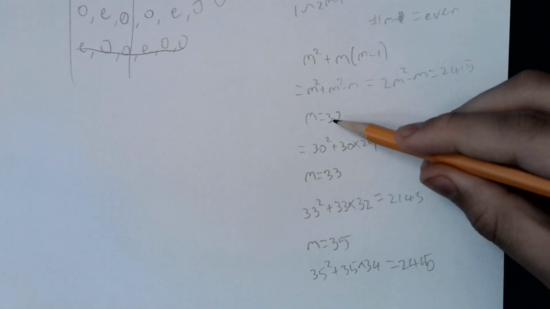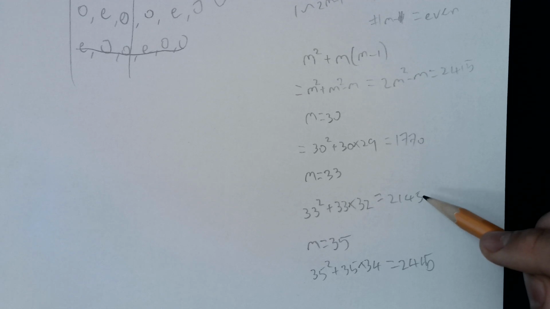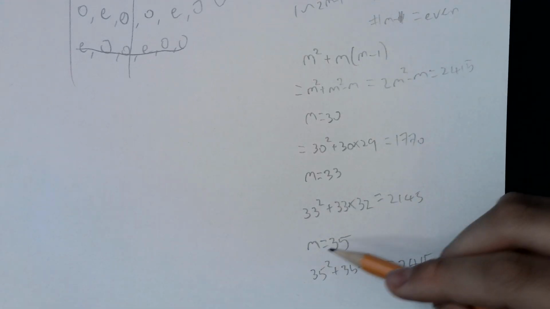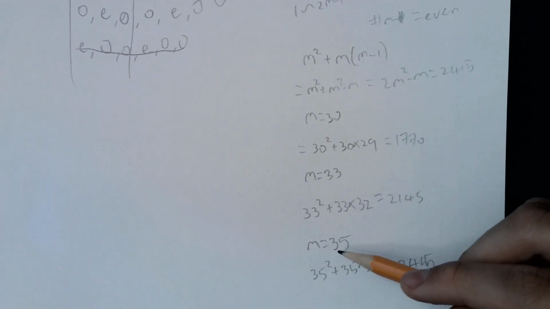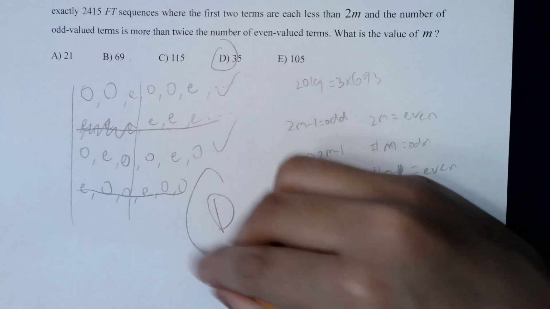So we start off with m, we just plug in m equals 30, and we see that it's too small. Then we plug in m equals 33, it's still too small, and we just keep on adding 1 to m and plugging it in, so we eventually get that m is going to be equal to 35, or 2,415. So this means that our answer should be 35, or D.